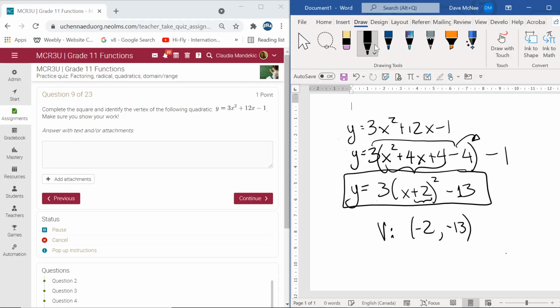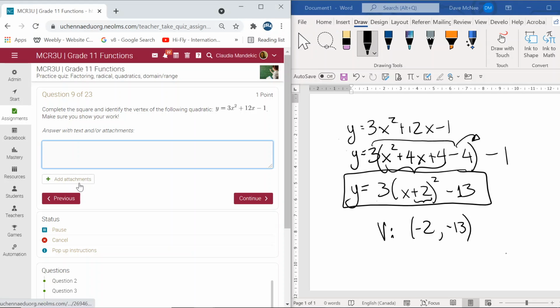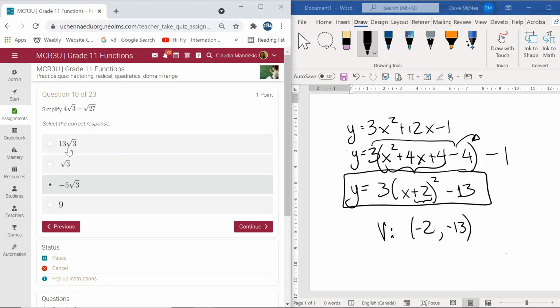There we go. So how am I going to write this? I could either add attachments, meaning I could take a photo of this writing and put it in as an attachment, or I can just write it in as 3 bracket x plus 2 to the exponent 2 minus 13, comma, vertex is negative 2, comma, negative 13. So this would be sufficient, but I would like you to add an attachment that shows me your steps so that I can see what it is that you're doing.